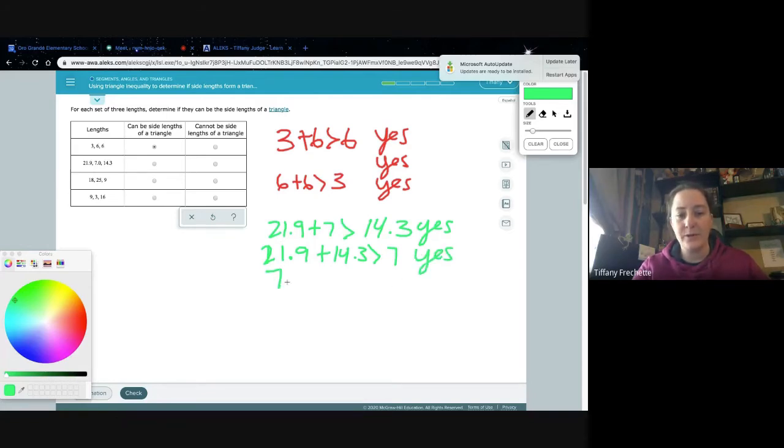The last one will be 7 plus 14.3 is greater than 21.9. So if I add these together, and I'm going to just add them off to the side here, make sure you line up your decimals like this. So you have 3, 7, 8, 9, 10, 11. So I have 21.3.